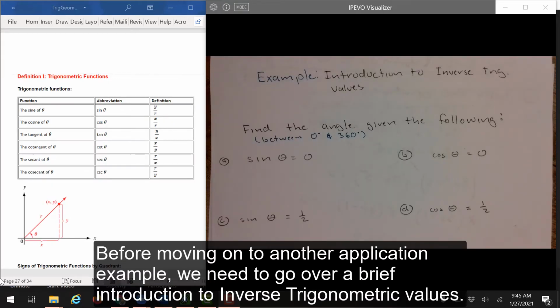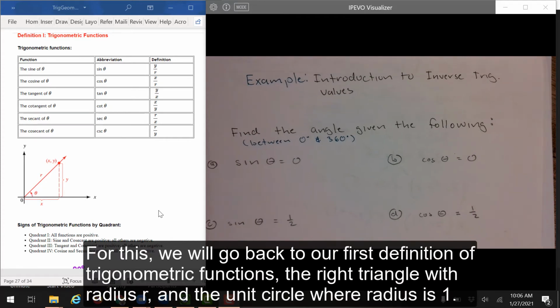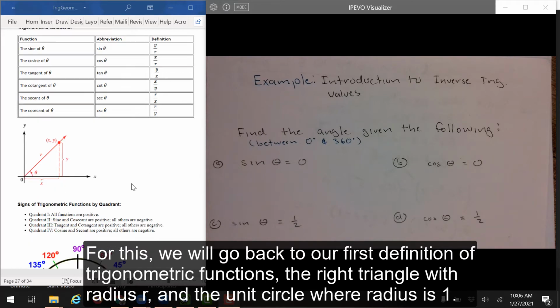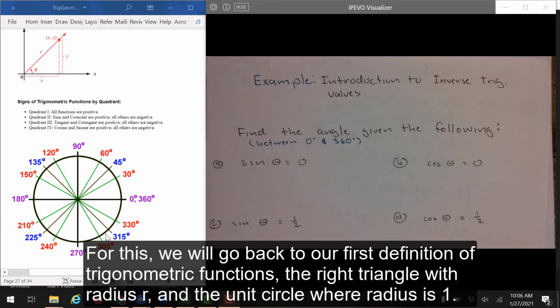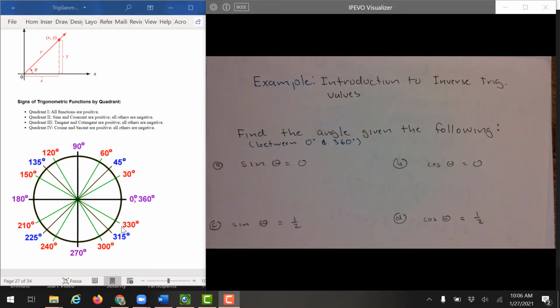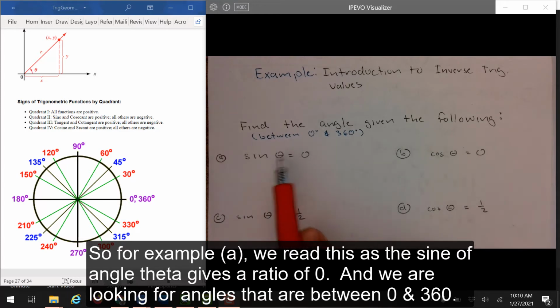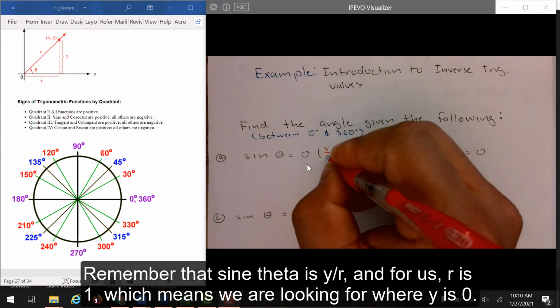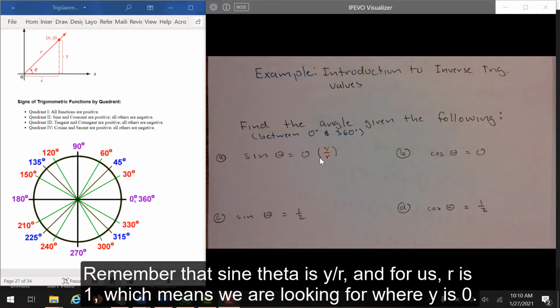Before moving on to another application example, we need to go over a brief introduction to inverse trigonometric values. For this, we will go back to our first definition of trigonometric functions, the right angle with radius r and the unit circle where radius is 1. So for example A, we read this as the sine of angle theta gives a ratio of 0, and we are looking for angles that are between 0 and 360. Remember that sine theta is y over r, and for us, r is 1, which means we are looking for where y is 0.